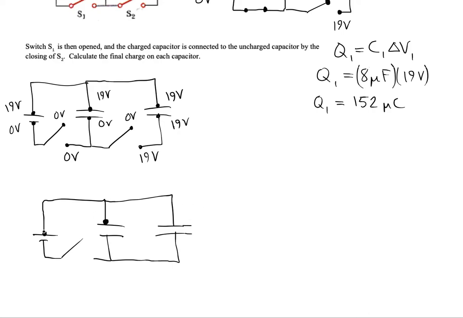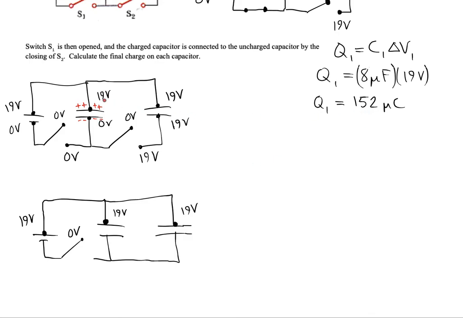All right, so all of these points are still going to be at 19 volts. But now we have to find out what potential this lower portion of the circuit is going to be at. It may not be 0 volts anymore. So how do we figure out what it will be? Well, we have to look at how much charge was on C1 initially.